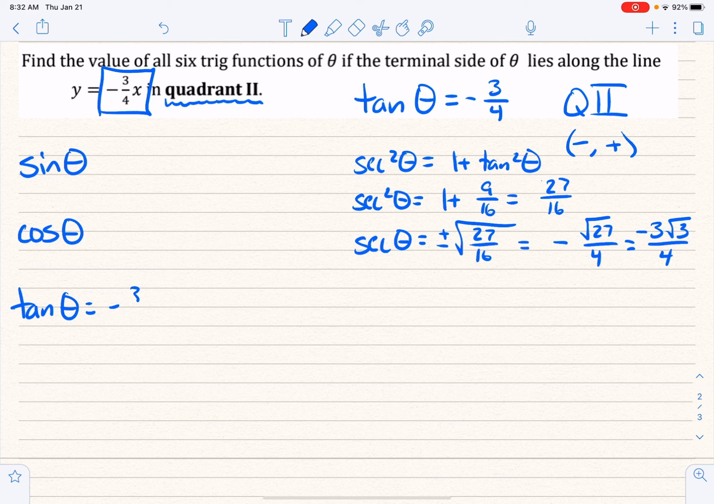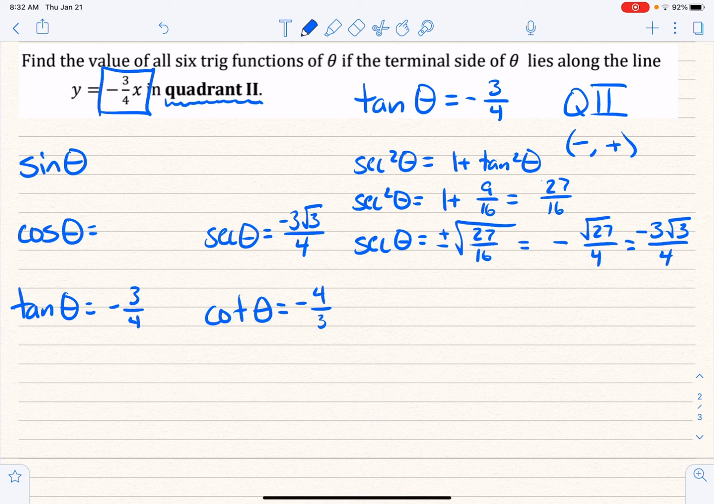Tangent theta is negative 3/4. So therefore, cotangent theta is negative 4/3. Secant theta is negative 3 times the square root of 3 over 4. So therefore, cosine theta is negative 4 over 3 times the square root of 3. So therefore, the denominator of sine theta is 3 times the square root of 3, and the numerator is 3. Now, those 3's would cancel out, and so you could simplify that down all the way to 1 over the square root of 3, which would mean that cosecant theta is equal to just square root of 3.